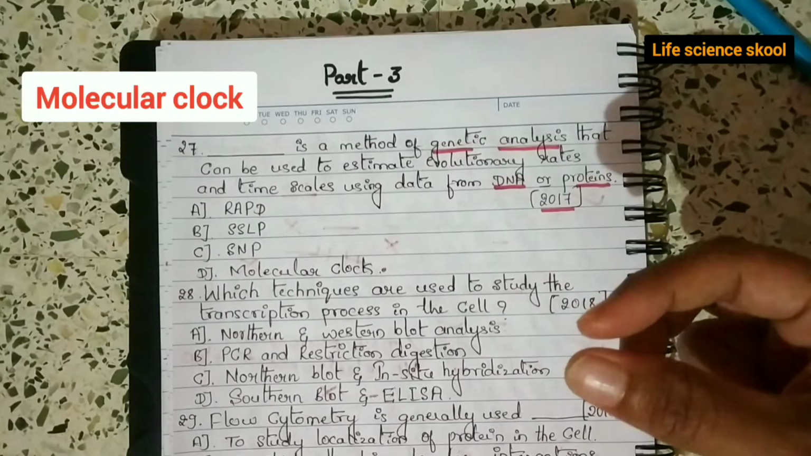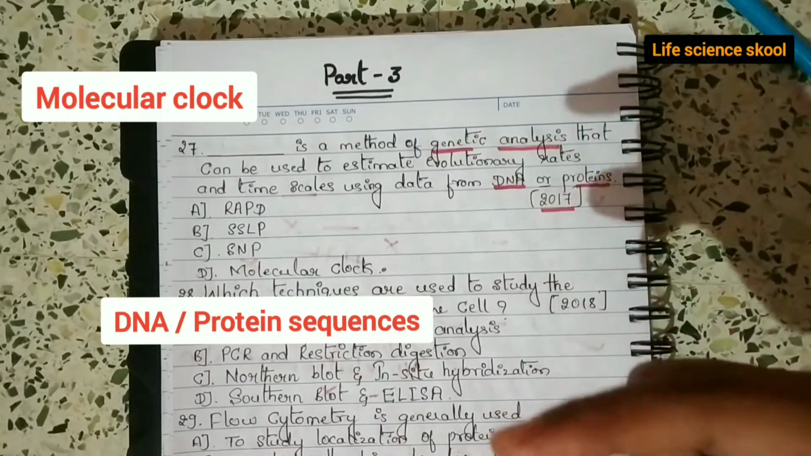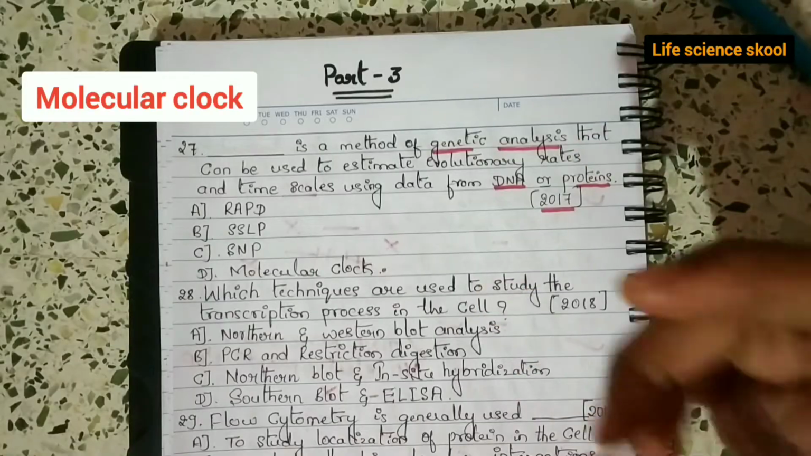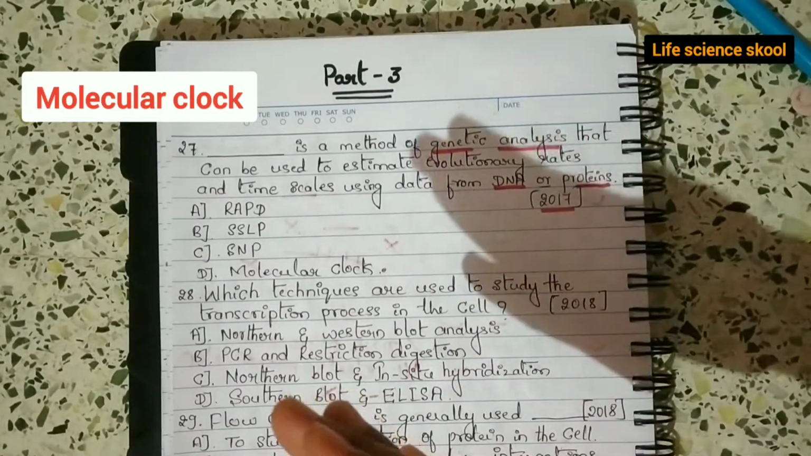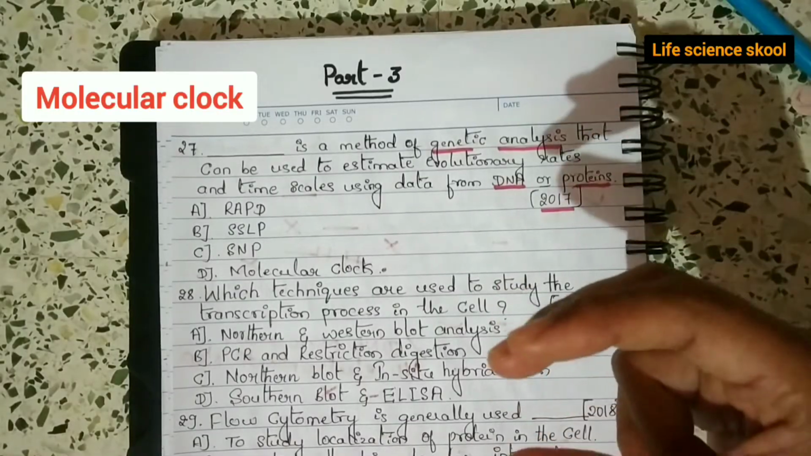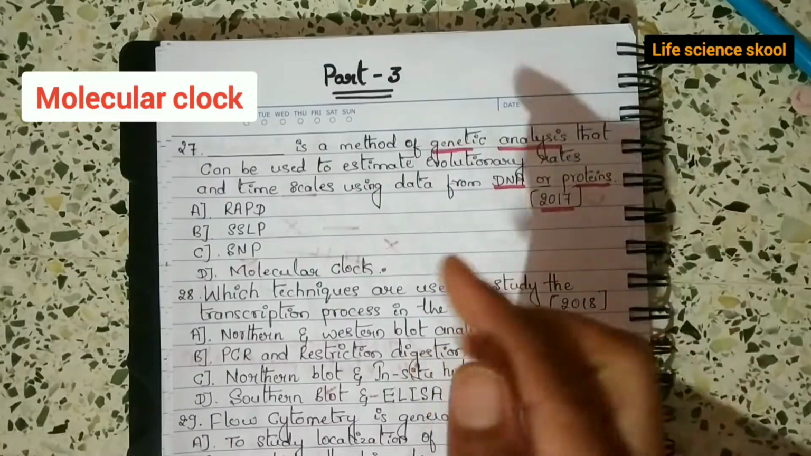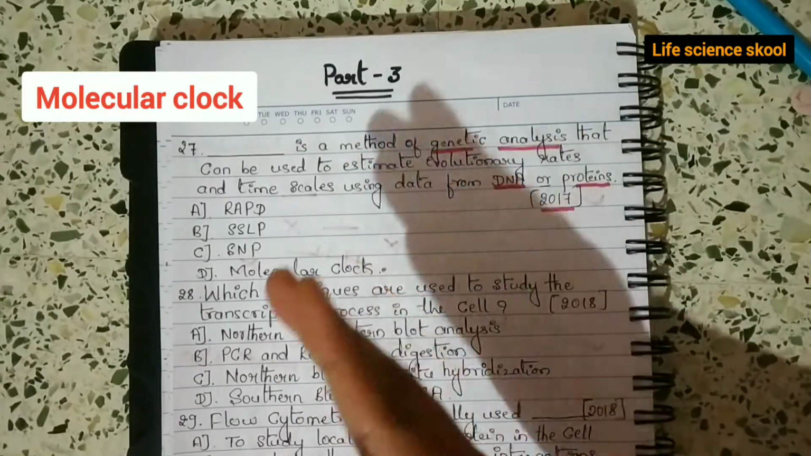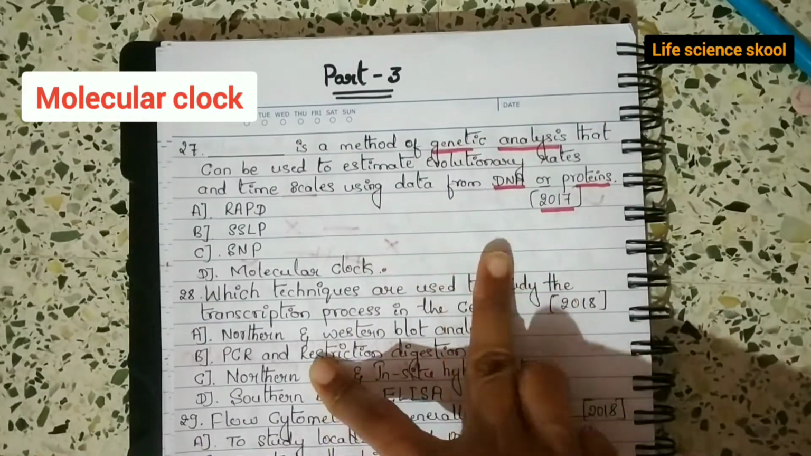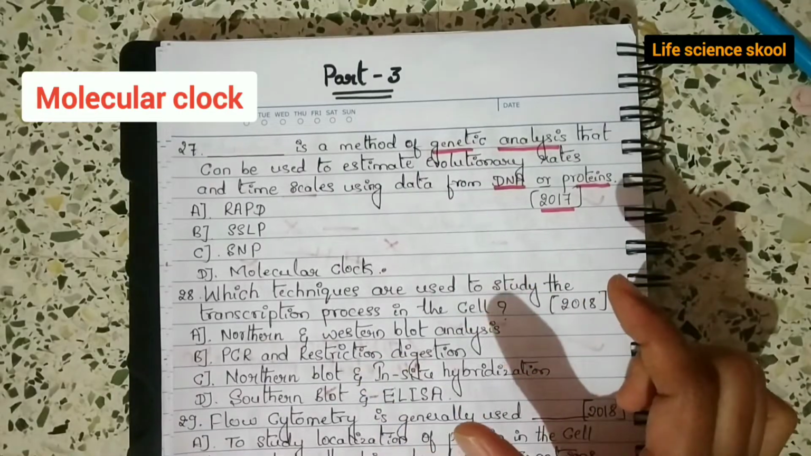The concept of this molecular clock is based on the hypothesis that DNA and protein sequences evolved at a rate that is relatively constant over time and among different organisms. This constancy is used to estimate the length of time that various organisms have been diverging from one another by measuring the degree of differences between the two sequences.